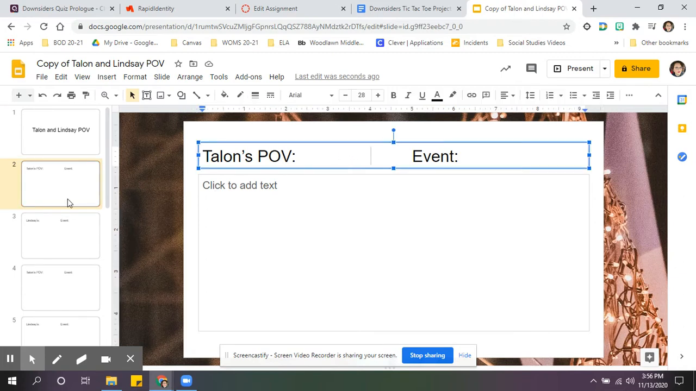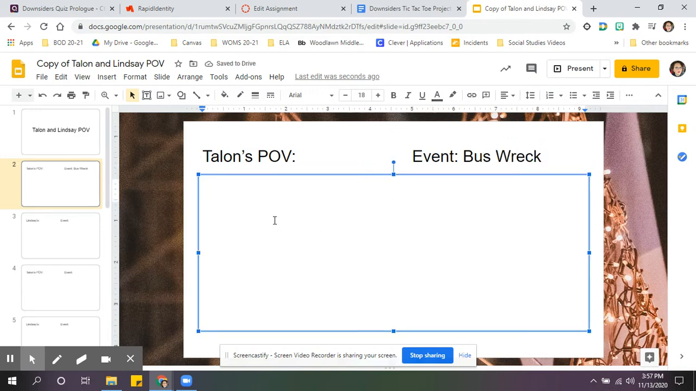so you're picking five events that happened to Talon and Lindsay, okay? And you are writing a journal entry from their point of view. So let's say the event that you pick, I'm going to pick something that did not happen in the book. But let's say that they saw a bus, okay, and so I would write from Talon's point of view.